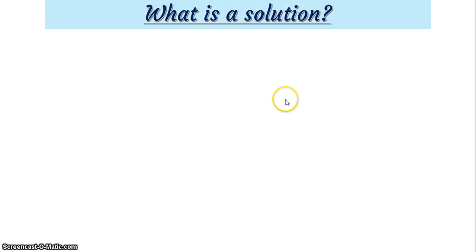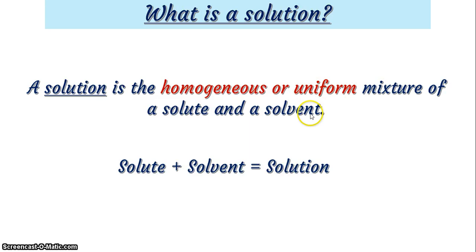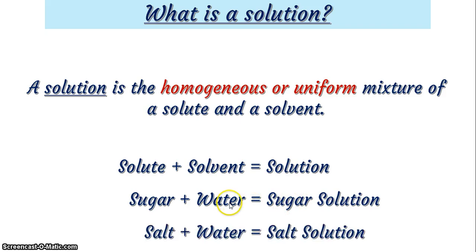It's simple. A solution is a homogeneous or uniform mixture of a solute and a solvent. Please, you may want to repeat it. Let's go together. A solution is the homogeneous or uniform mixture of a solute and a solvent. Okay, the solute plus the solvent would give us a solution. So in our first example, sugar and water would give us the sugar solution. So that's sugar being the solute plus water being the solvent to give us the sugar solution. In the case of salt and water, salt, which is the solute, plus water, which is the solvent, gives us the salt solution. Now you would observe that both the sugar and the salt dissolve in water.